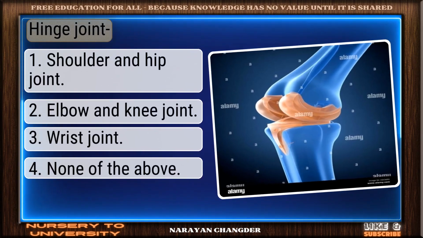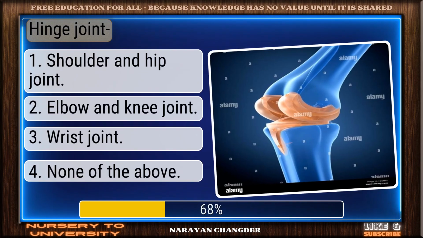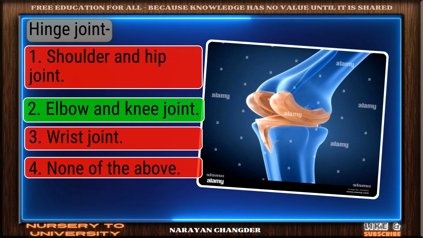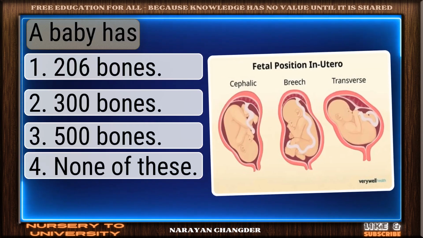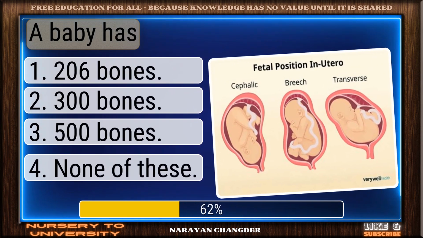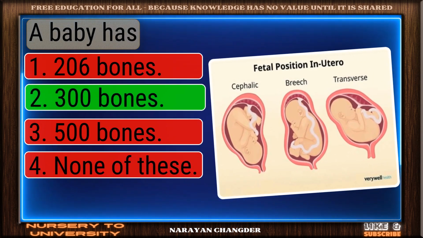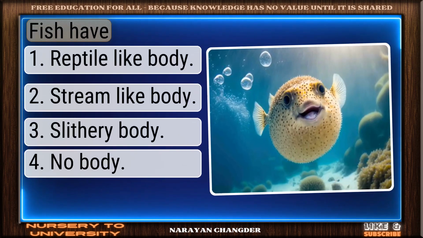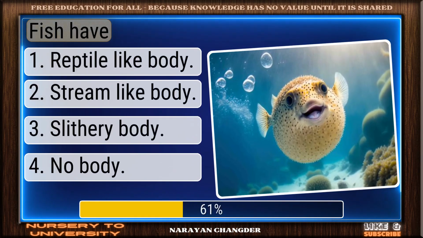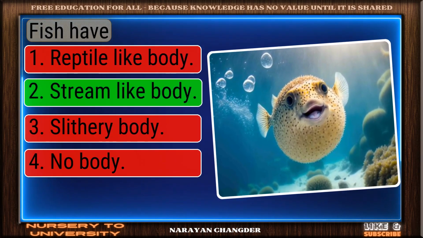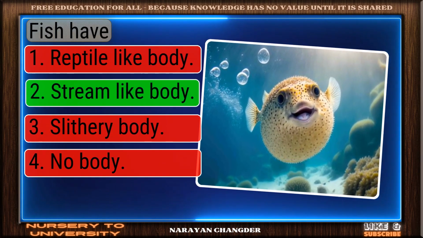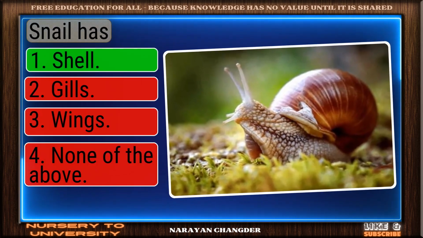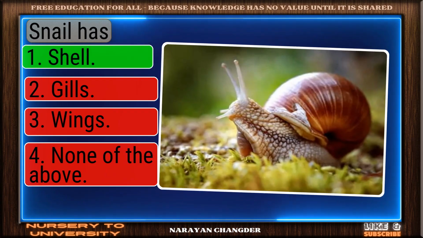Hinge joint. Excellent. Elbow and knee joint is a brilliant choice. A baby has? You're right. 300 bones is the correct answer. Fish have. Sharp thinking. Stream-like body is the right choice. Snail has? You chose shell, and it is correct.